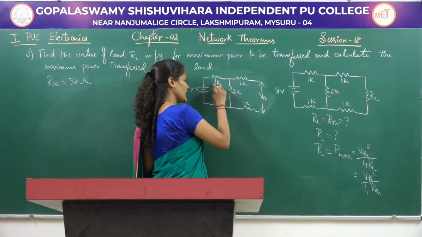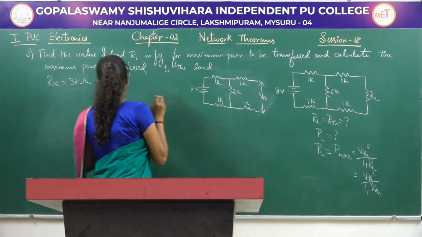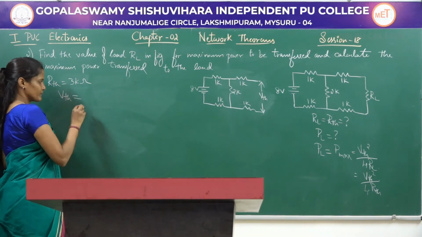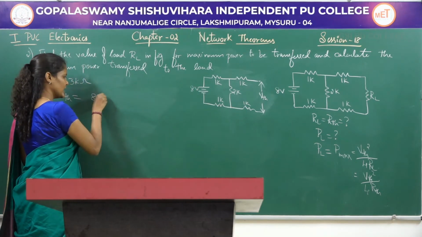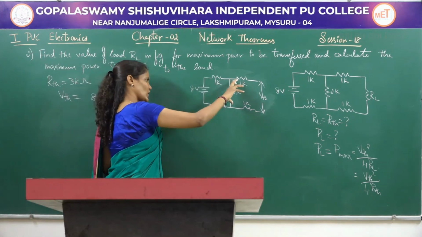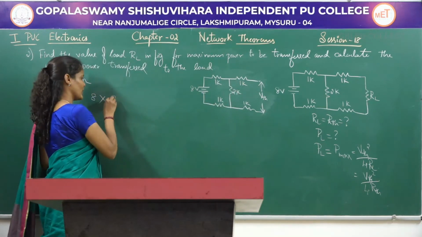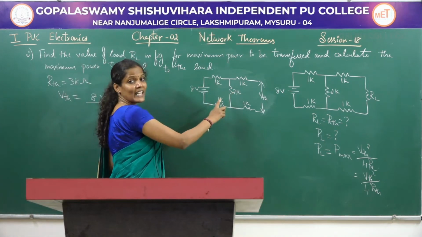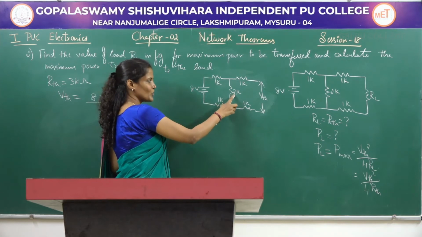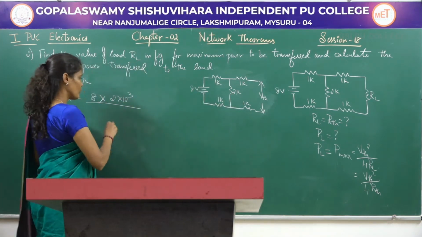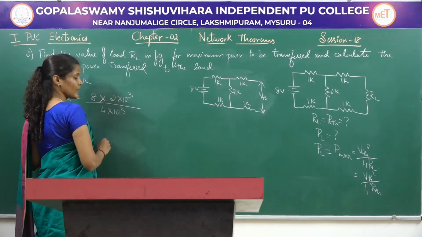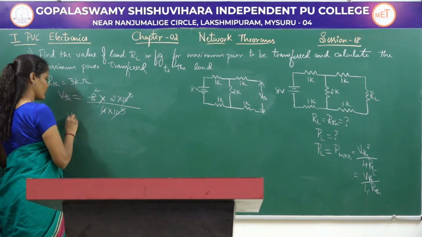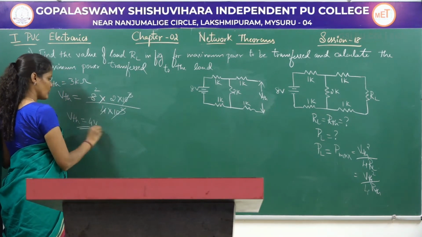Now if I consider this particular loop, we are going to apply the voltage divider rule. Then V Thevenin equals the voltage source 8 into the resistance across which I am measuring the voltage, that is 2 kilo, 2 into 10 to the power of 3, divided by the sum of all the resistors present in that loop. 1K plus 2K plus 1K, that is equal to 4K, that is 4 into 10 to the power of 3. 10 power 3, 10 power 3 gets cancelled, 4 ones are 4, 4 twos are 8, so 2 twos are 4. V Thevenin is equal to 4 volts.